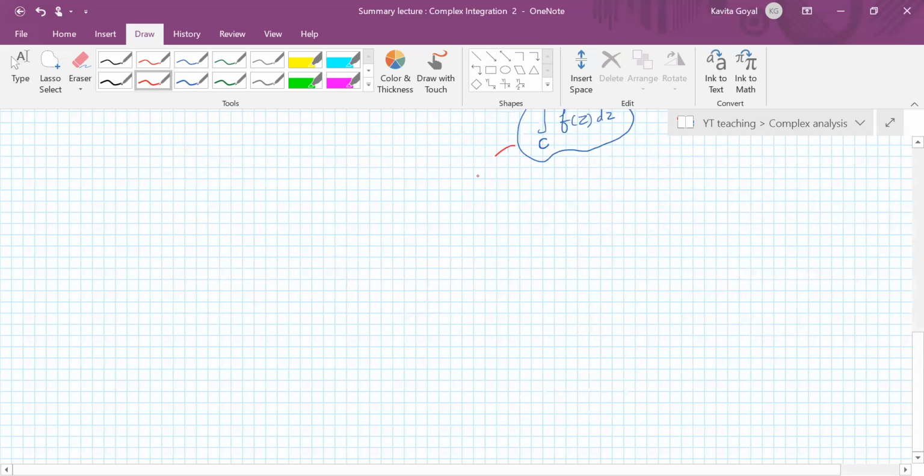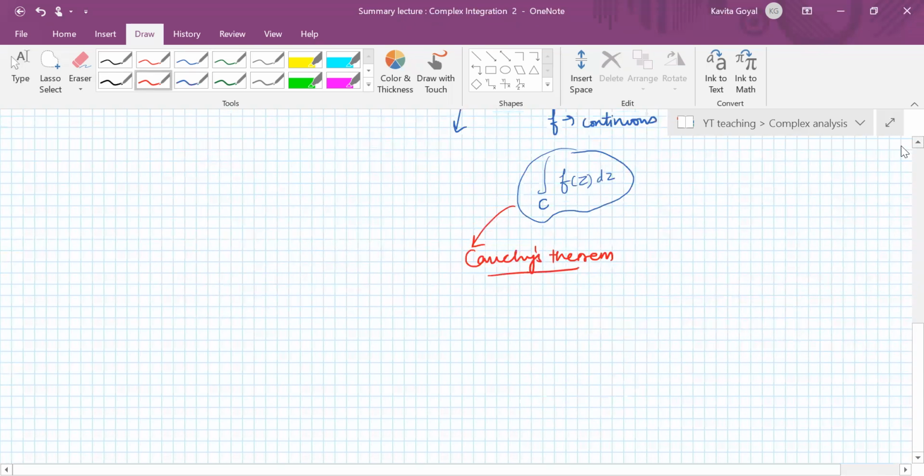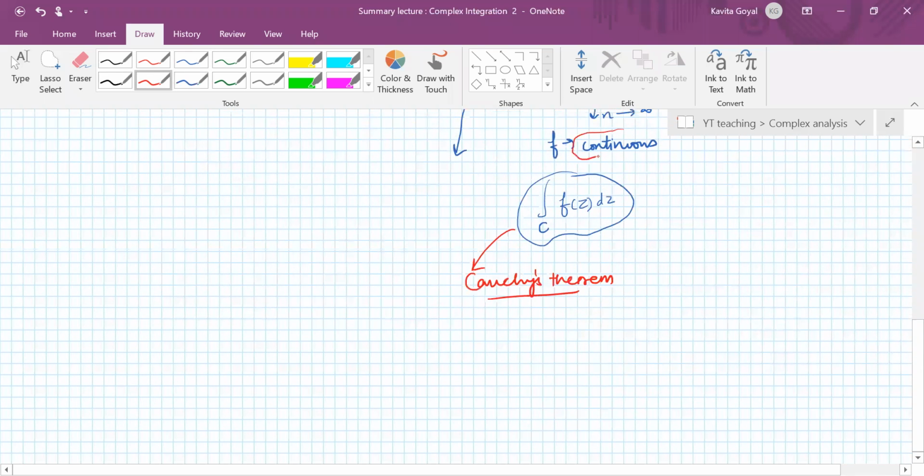So our aim is, from here we are going to Cauchy's theorem. And before that, I would like to make a point, because I put this condition of continuity here, for the integral to be defined.